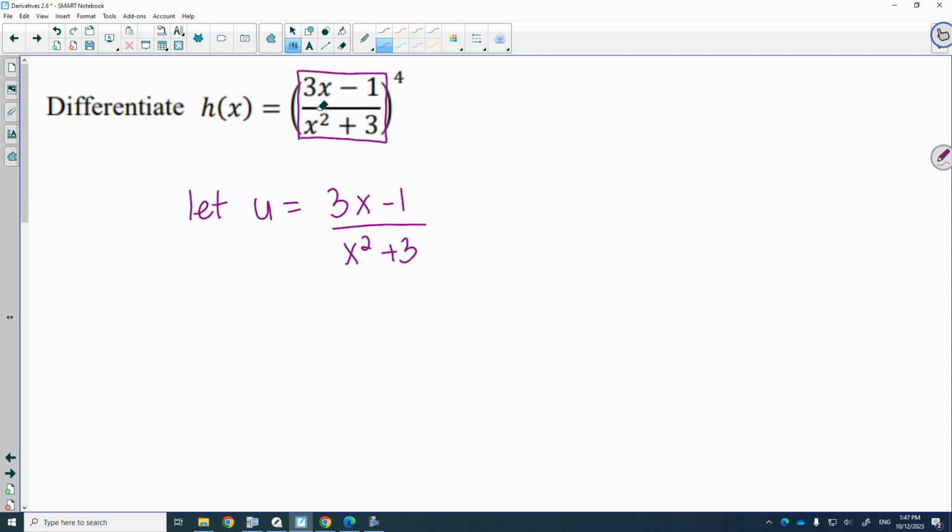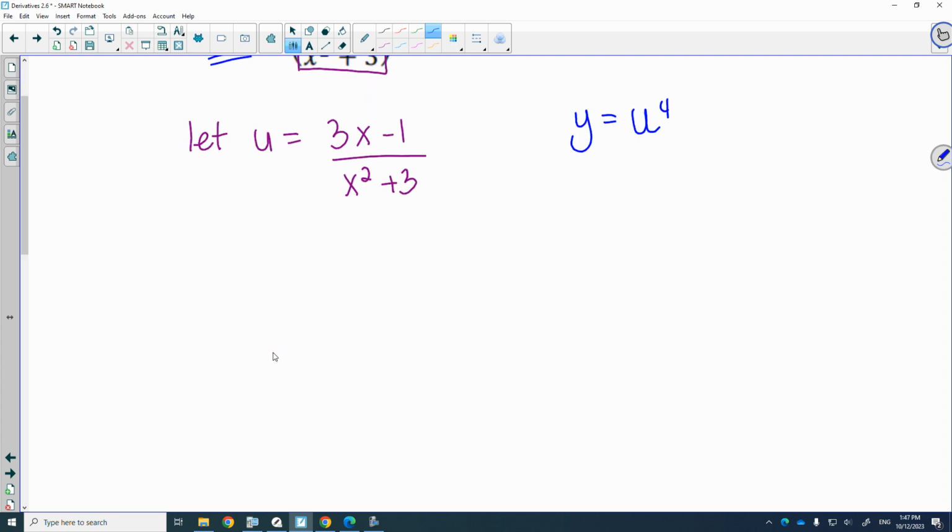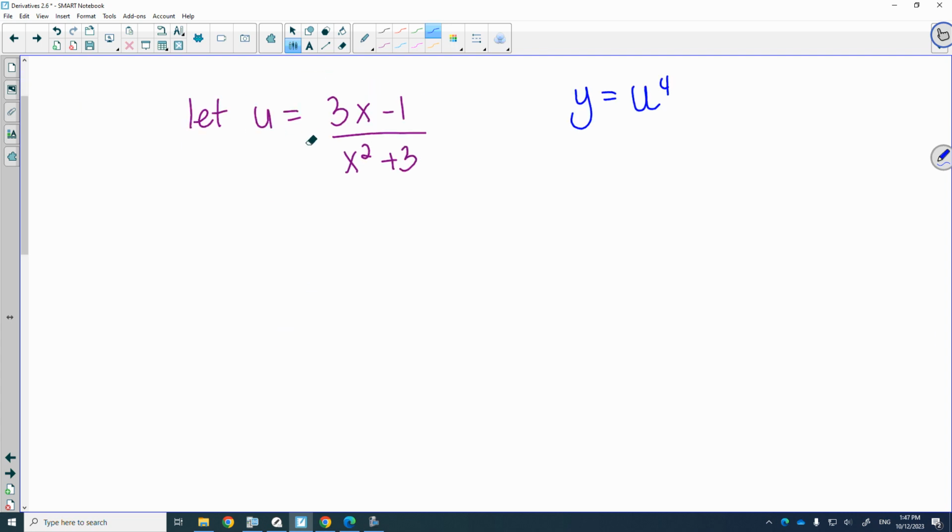So let u equal my inner function. So that means that I won't call it h of x. I'll just call it for now y. y is equal to u to the power of 4. Let's take the derivative of this function. So taking the derivative of that first function, Julie, how would I write it? d what over d what?